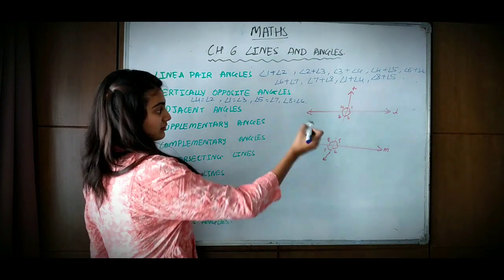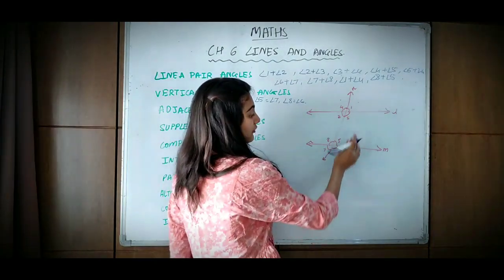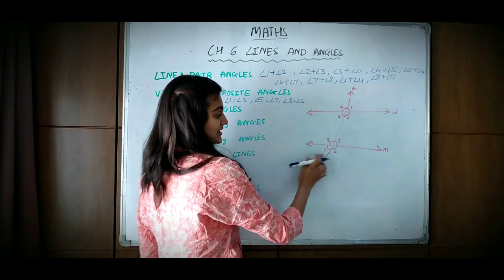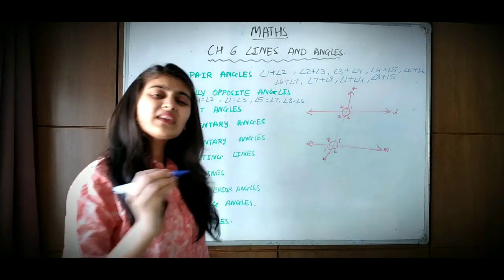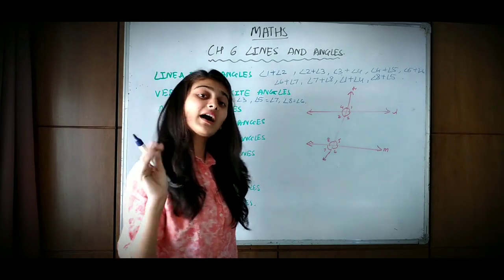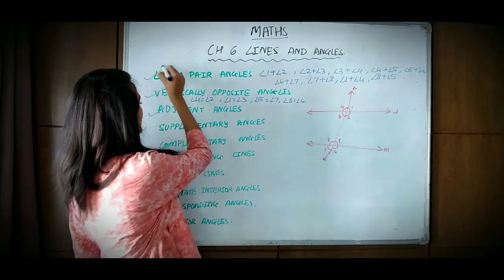So let's name them out. 1 and 4, 3 and 2, 5 and 8, 8 and 7, 7 and 6, 6 and 5. These are some of the adjacent angles. Any angles which are beside one another are adjacent angles. Okay, so this is done.